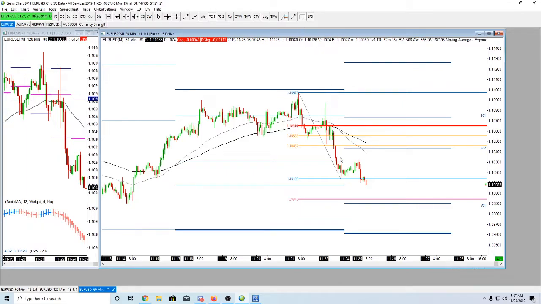So let's look at the bearish perspective on this. If we're going to continue down, look at your weekly S1, look at your extensional, consolidating right around here.